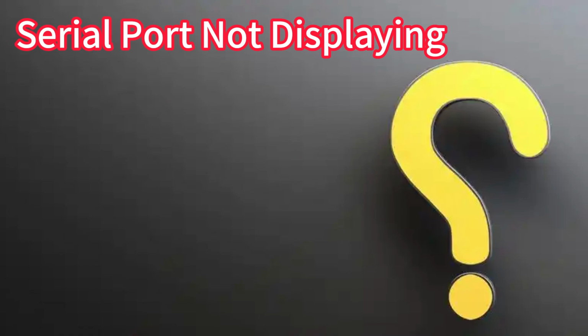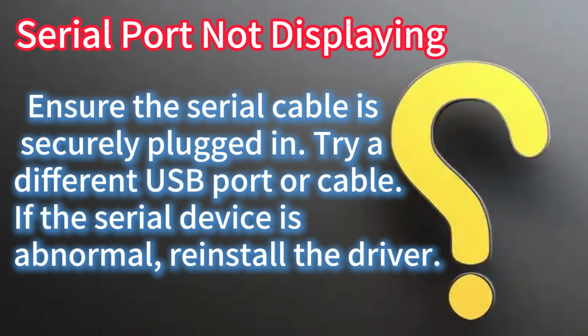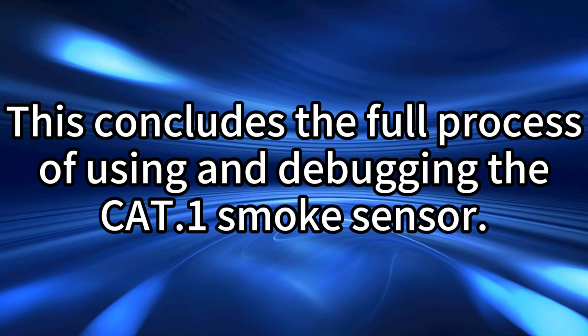Serial port not displaying. Ensure the serial cable is securely plugged in. Try a different USB port or cable. If the serial device is abnormal, reinstall the driver. This concludes the full process of using and debugging the Cat1 smoke sensor.